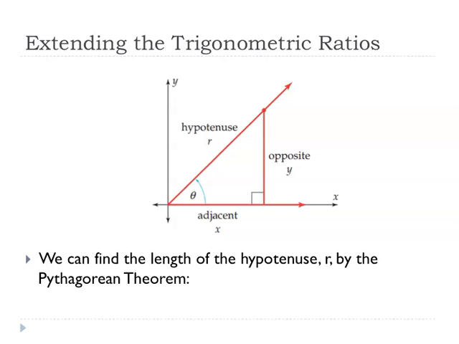Okay, now how do you find the length of the hypotenuse r? Since we have a right triangle, we can just use the Pythagorean theorem. So x squared plus y squared equals r squared. If you're just trying to solve for r, we take the square root of both sides. So r is equal to the square root of x squared plus y squared. Now let's write out all of our trig ratios in terms of x, y, and r, now that we know how to find r.